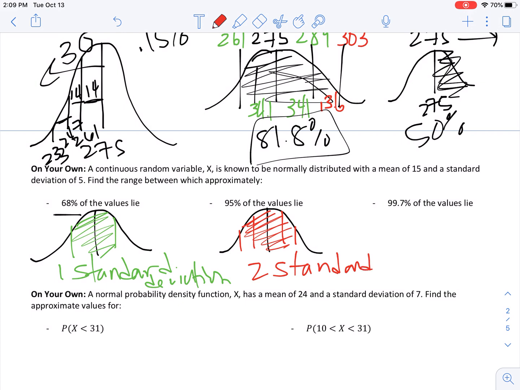And then we're going to go back and actually answer this question because we haven't answered it yet. Right now we're just kind of talking about what's happening, and then I'll go back and actually do the numbers. Okay, so then the last one says 99.7.